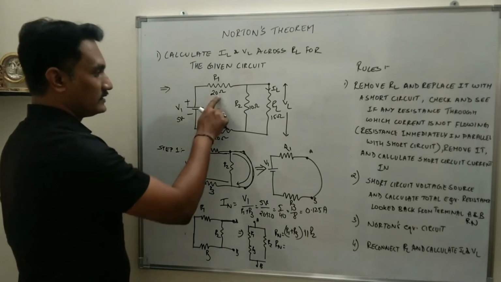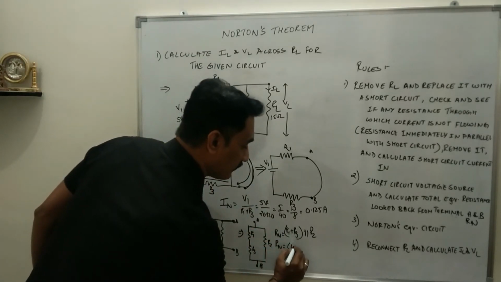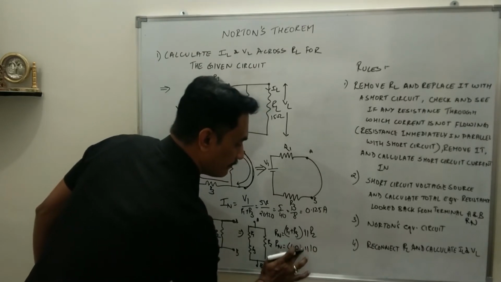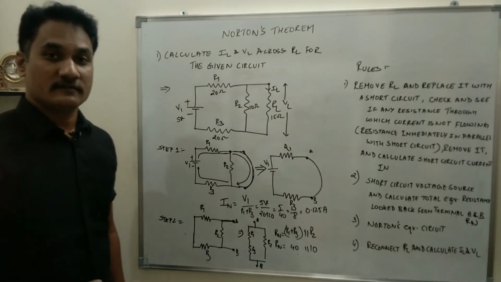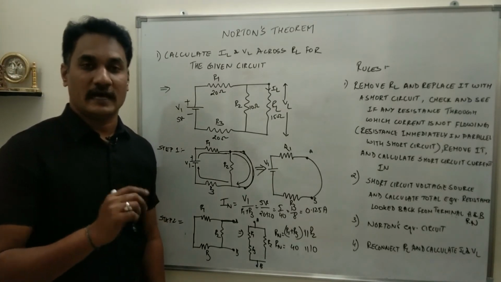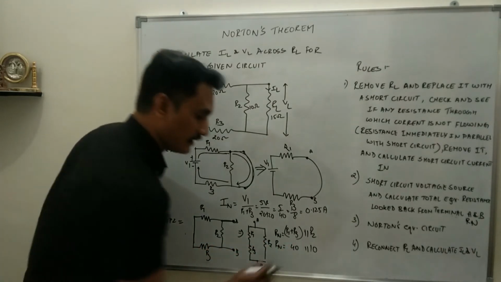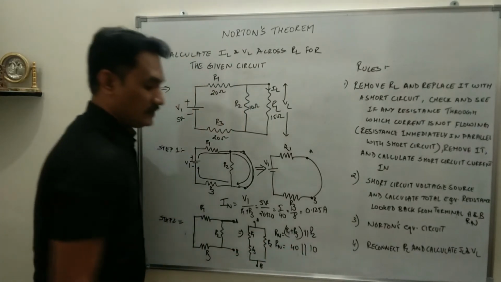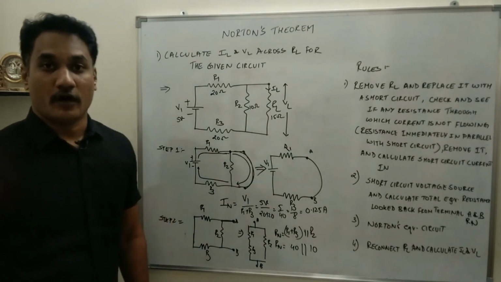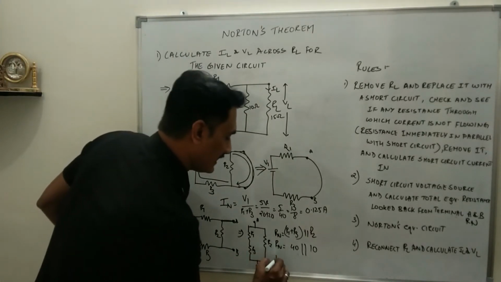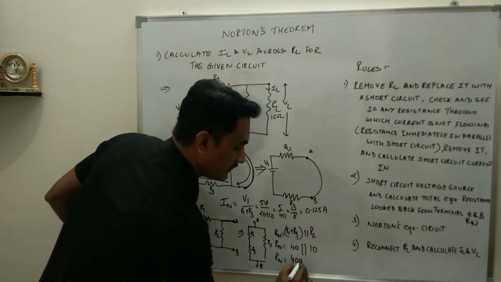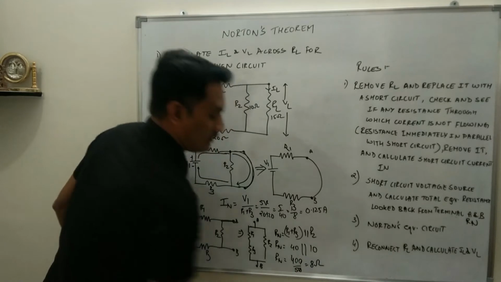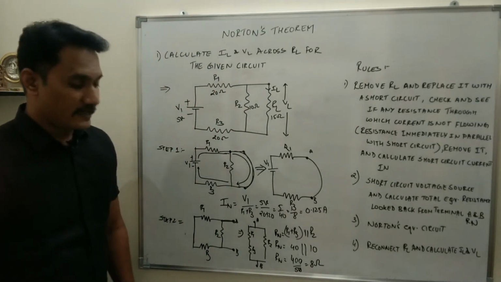Okay, so what is R1 plus R3? R1 plus R3 is 20 plus 20, that is 40 parallel 10. So the formula for parallel resistance, of course, if same value then half. If this is a different value of resistance in parallel, 40 parallel 10, it will be R1 into R2 upon R1 plus R2. So Rn will be 400 upon 40 plus 10 is 50. This is 8 ohms. 40 by 5, that means 8 ohms.